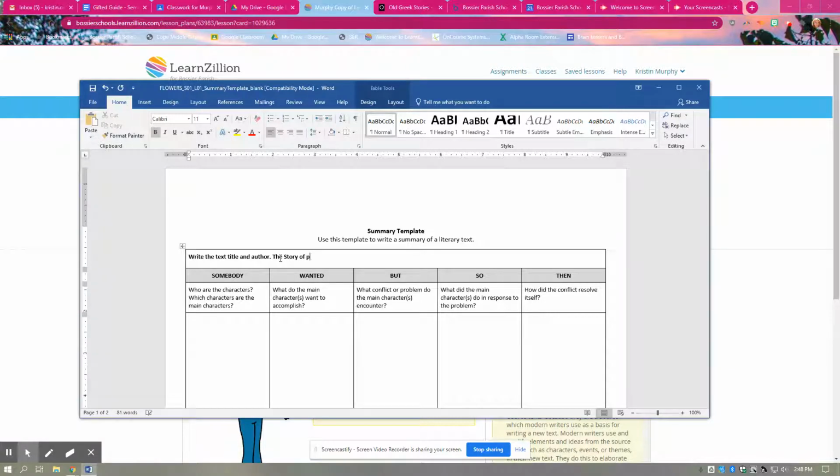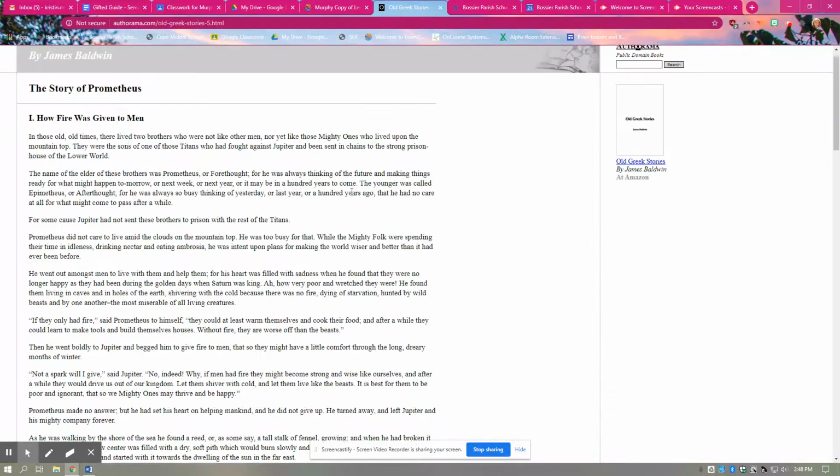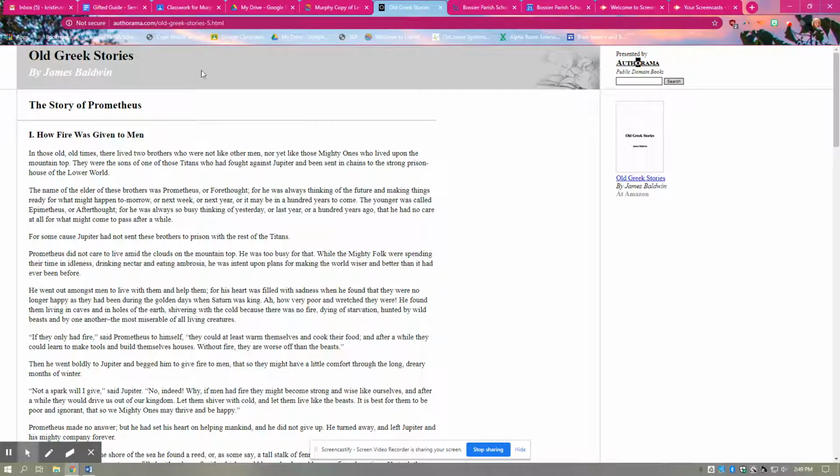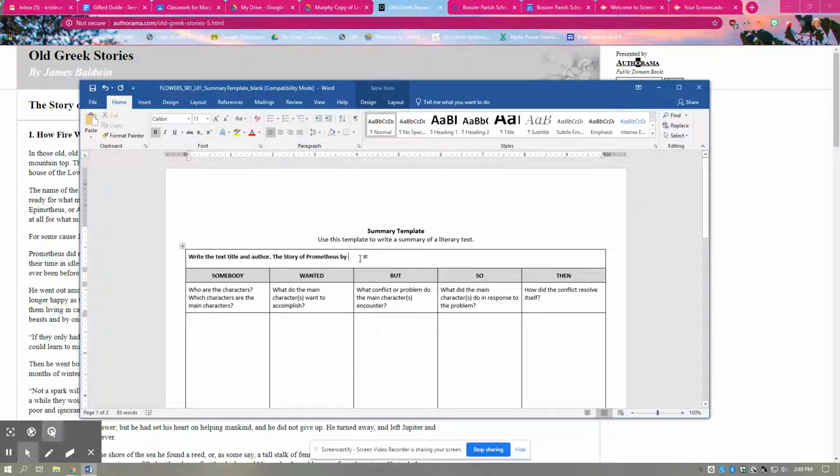The Story of Prometheus by, and if we go back and look, the author is James Baldwin. James Baldwin. So it asks you to talk about who the characters are, which characters are the main characters.